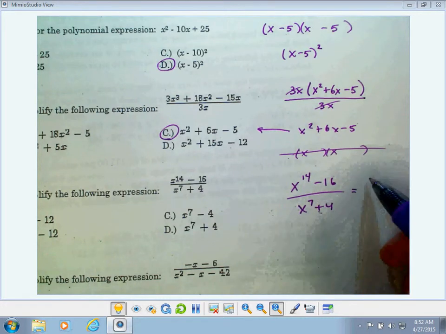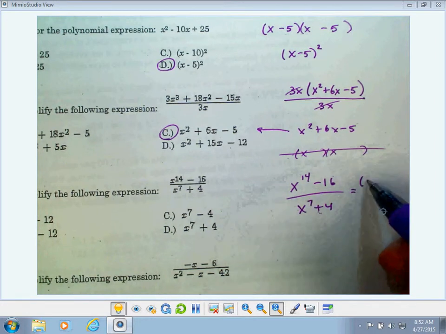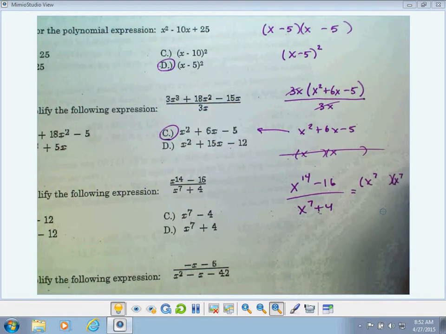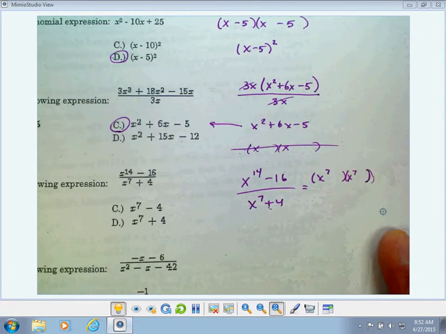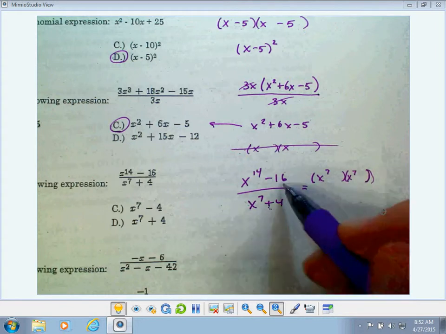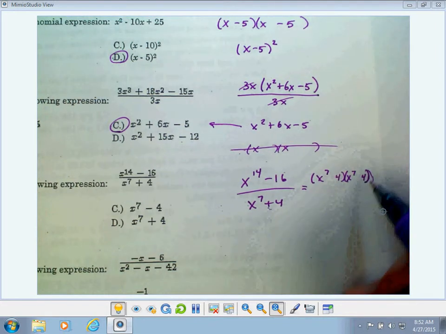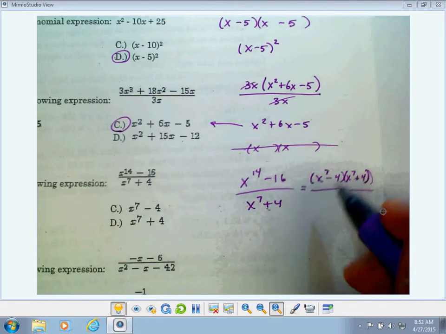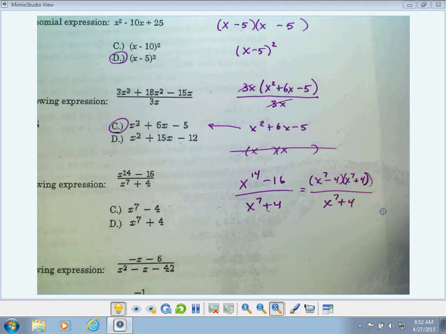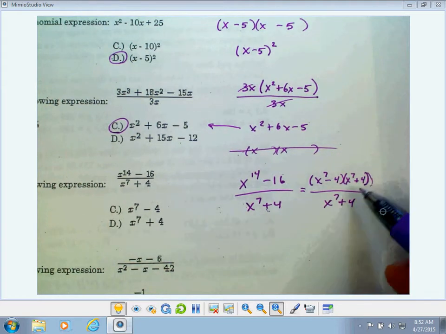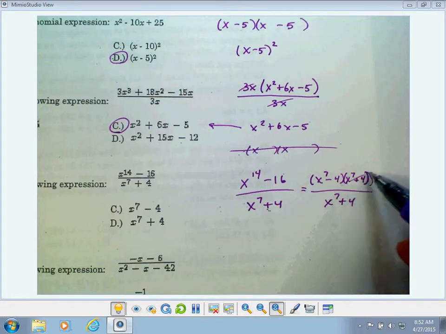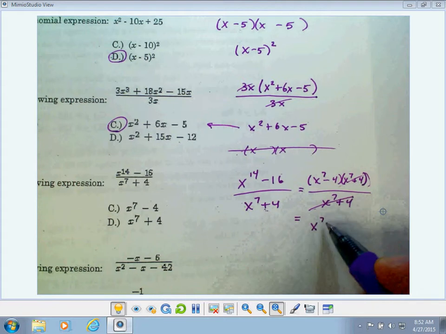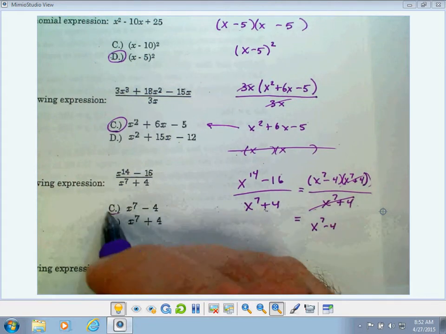So let's split it up into two things. If we square root the variable part, we're going to get x to the 7th twice, and then we square root the 16, it would be 4 and 4, and one of them would have a minus and one would have a plus, according to the rules of difference of two squares. So maybe now we can see where this is going. The x to the 7th plus 4 here and here would cancel, and the only thing left would be x to the 7th minus 4 on the top. Our answer to this is C.